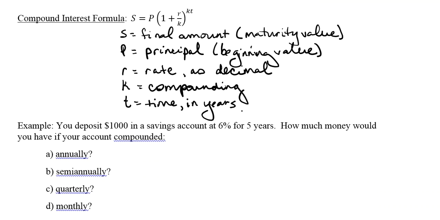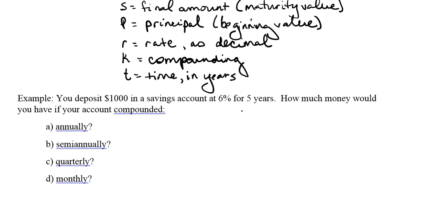So we're just going to do one example of this. We're going to deposit $1,000 in a savings account at 6% for 5 years. How much money would we have if our account compounded? And we're going to practice 4 different ways. In each one of these, our K is going to be different because that's the part that's changing. In annual, our K is just 1.